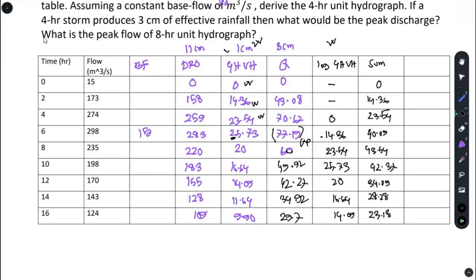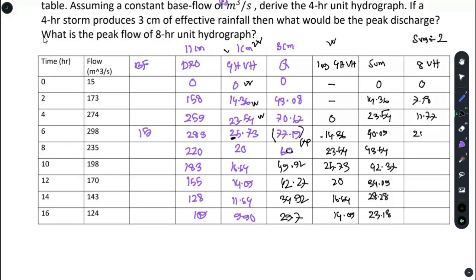So now I will divide the summation by 2. It is for the 8 hour unit hydrograph. How do you get it? I just divide the sum by how many times I added them, 2 times. So I'll divide it by 2. So I'll get 0 here. I'll get 7.18. I'll get 11.77.